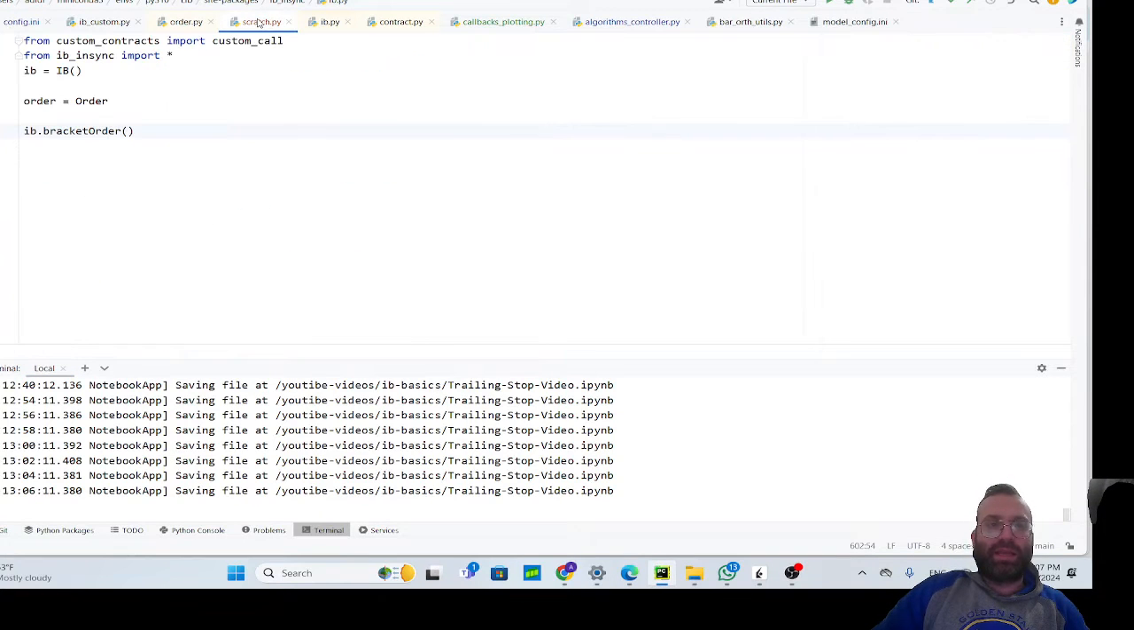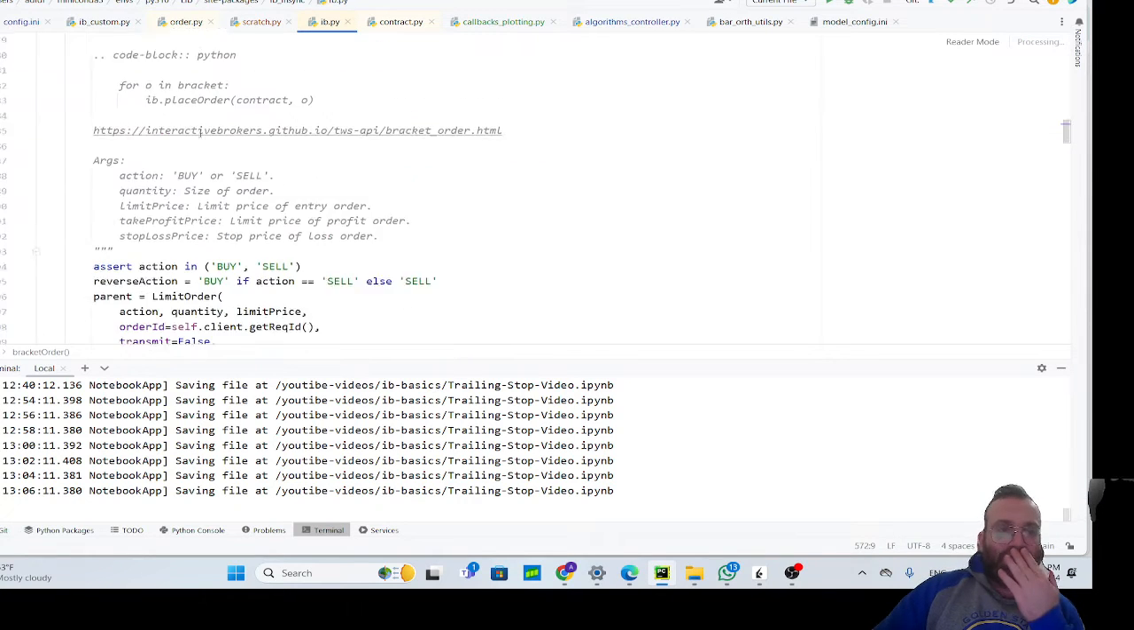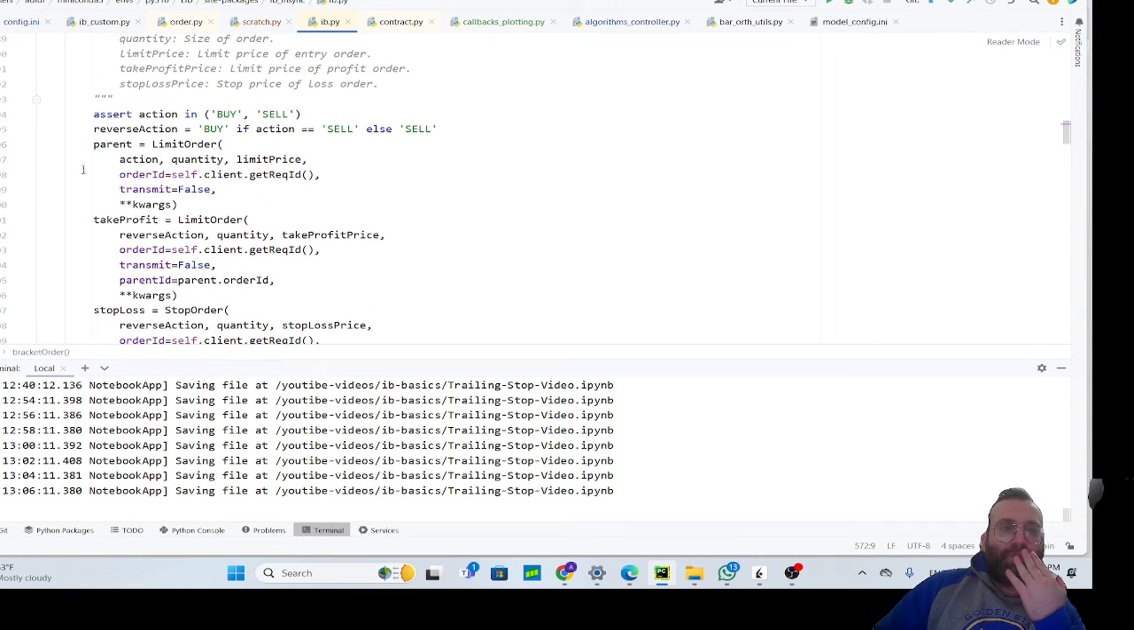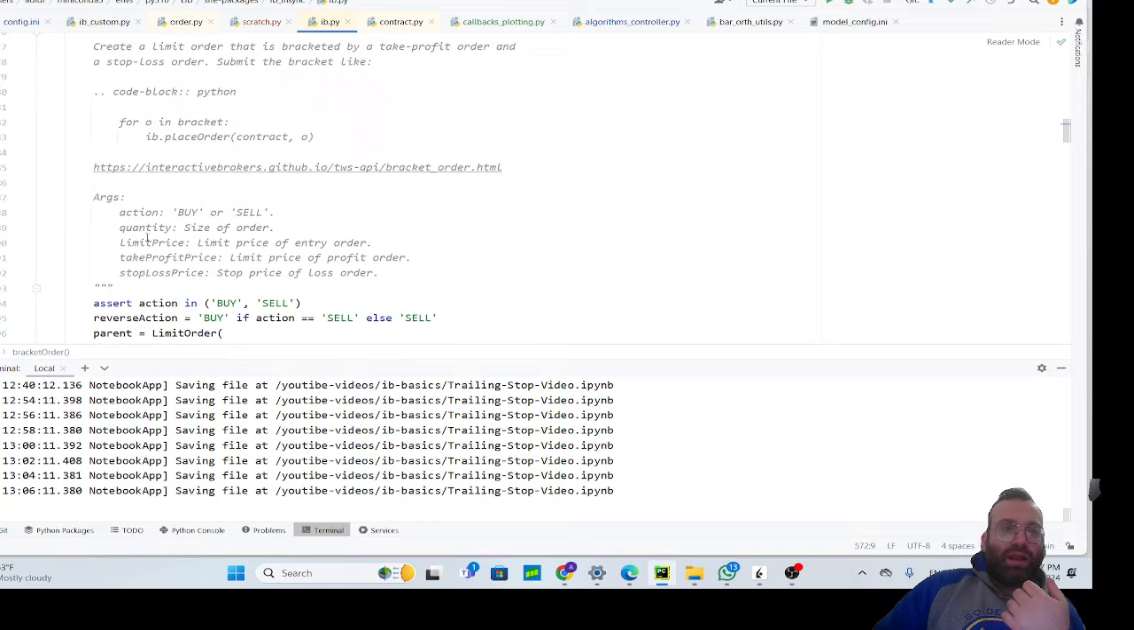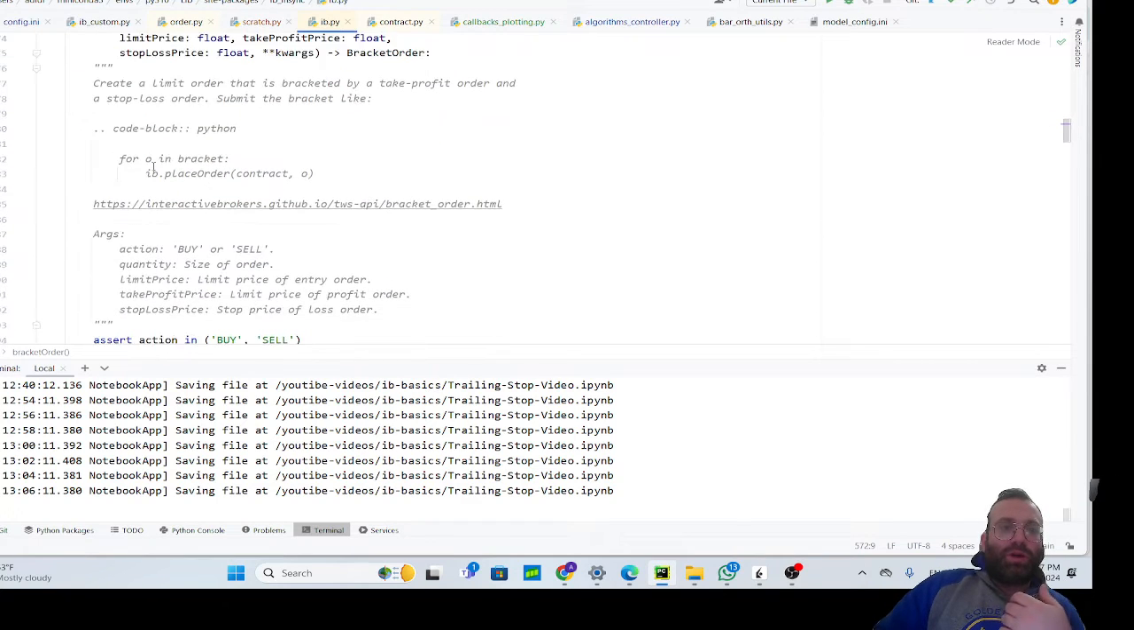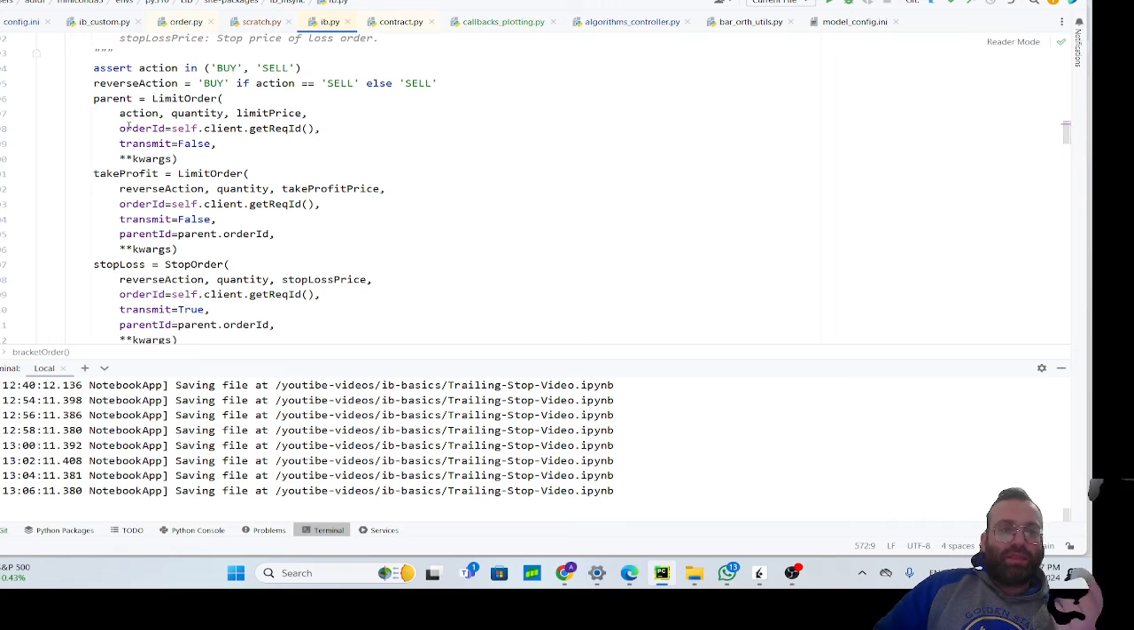What I recommend is, if you use an IDE like PyCharm, you can do from ib_insync import star, ib equals IB. Then there's a function called ib.bracketOrder; do jump to declaration or Control B in PyCharm, and you see its function. It gives you a parent, a take profit, and a stop loss. So this is the bracket order. And then you loop through this order one by one and submit the parent, the take profit, and the stop loss.